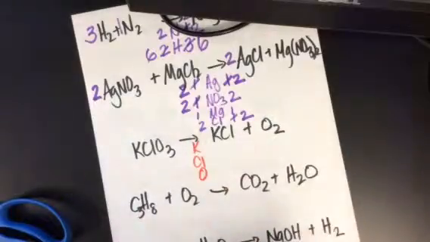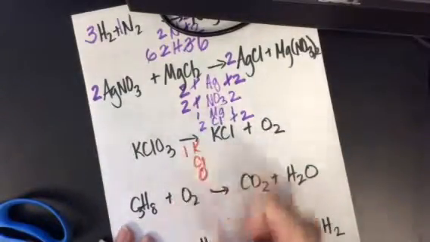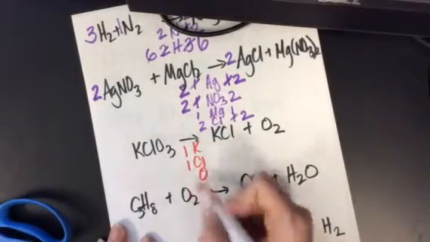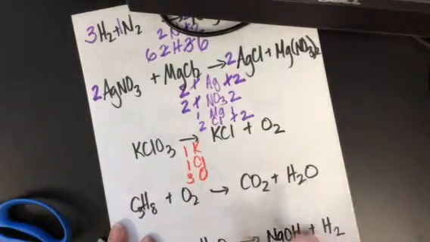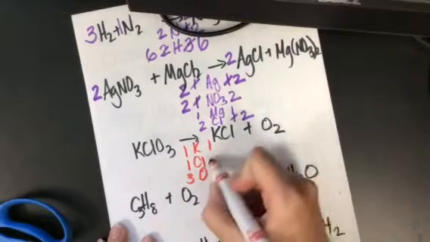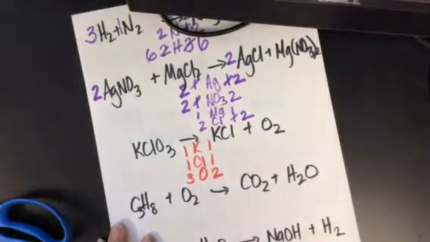I just changed colors so that way we keep that purple separate. So on this side I have 1 potassium, 1 chlorine, and 3 oxygen. On my product side I have 1 potassium, 1 chlorine, and 2 oxygen.